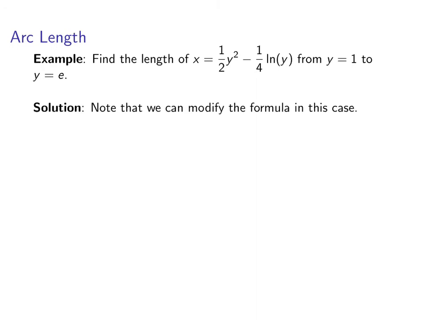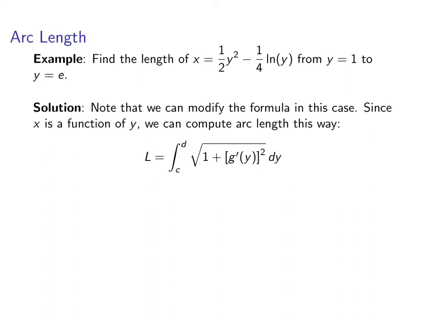Now we can modify our basic arc length formula in this case. X is a function of y, so let's just do everything that way. We can compute arc length by saying that the length is the integral from c to d of the square root of 1 plus g prime of y, quantity squared, dy. Okay, so this allows us to compute arc length even if the curve is defined where x is a function of y.